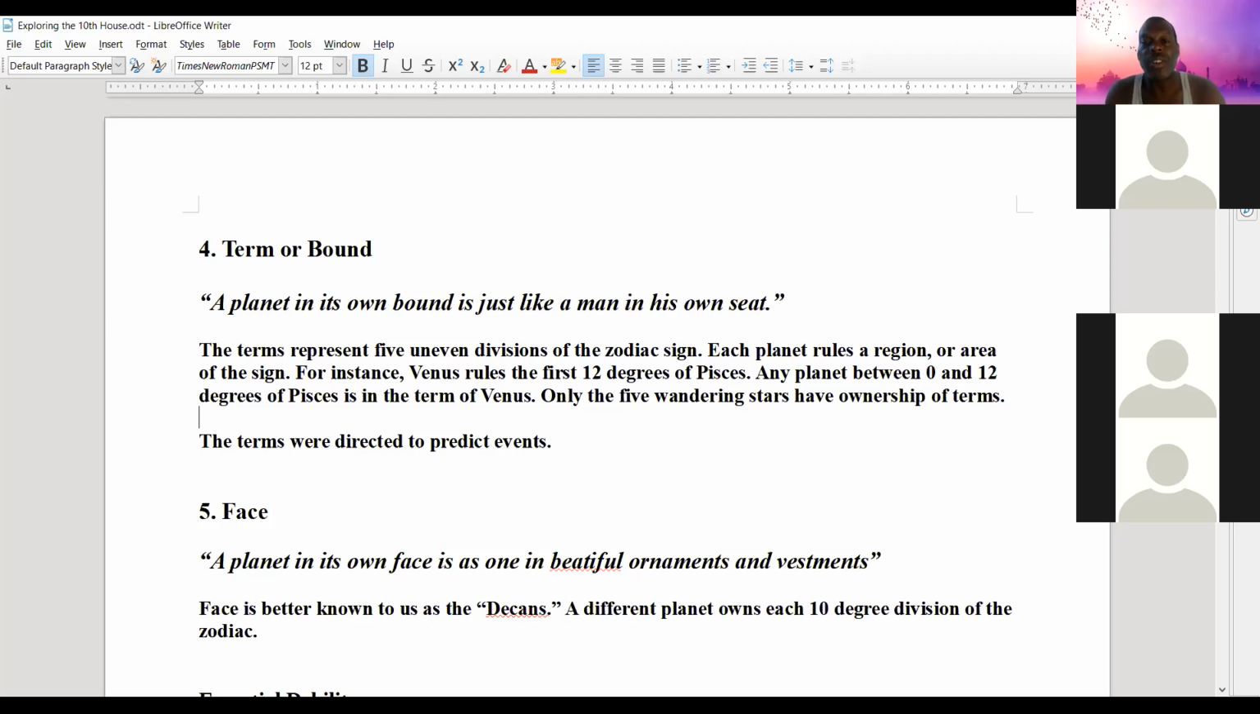Only the five wandering stars have ownership of terms. That means the moon and the sun do not have ownership of the term. The terms were directed to predict events. You could use the amount of time of the terms as years, or you could change them into ascensional times that were then translated into years. So they were used predictively for the most part.